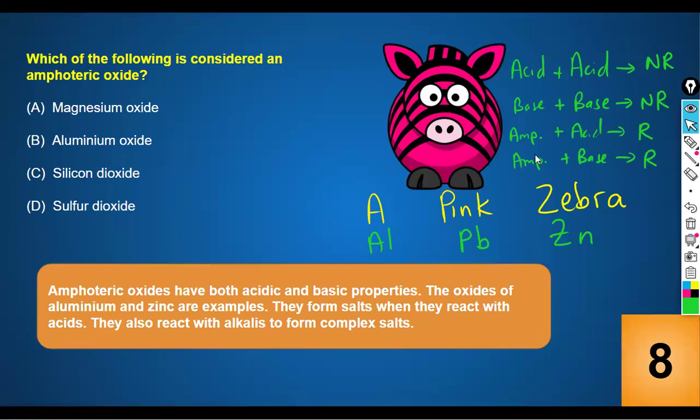So an amphoteric oxide is anything that contains aluminum, lead, or zinc. So what do you all think the answer will obviously be? If they ask you for anything that's amphoteric, the key word here isn't oxide. The key word is amphoteric. You're looking for one with either aluminum, lead, or zinc. So the only answer that could be correct is B. All right? Great.